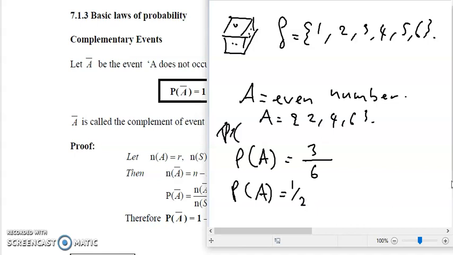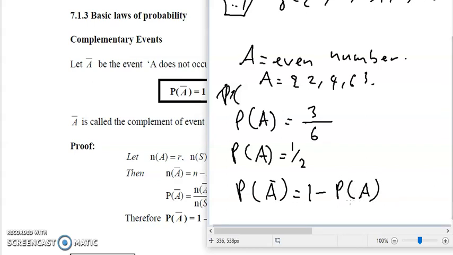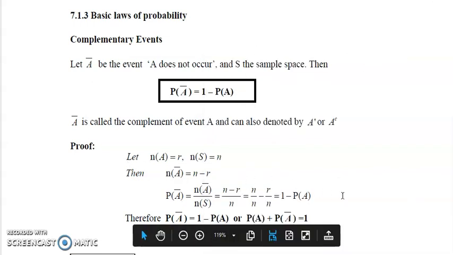So now if you want to find the probability of A bar, we can use this formula, which is for complementary events. We can have it this way: 1 minus probability of A, so 1 minus 1 over 2, which will be equal to 1 over 2. So 1 over 2 is your probability of A bar. I hope you are clear about this part. This is just some proof that you can read on your own. I'm not going to explain it.